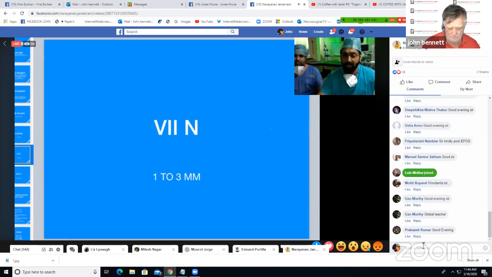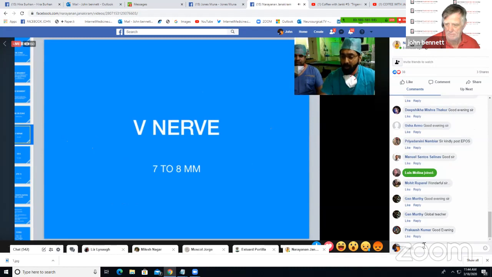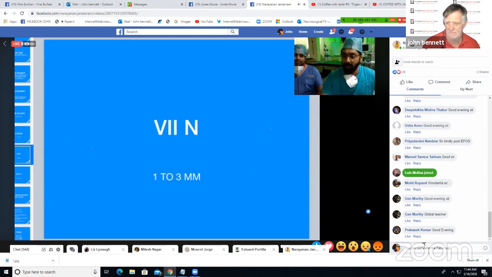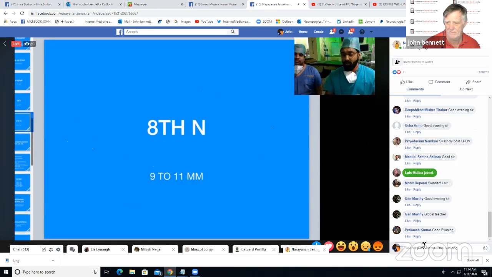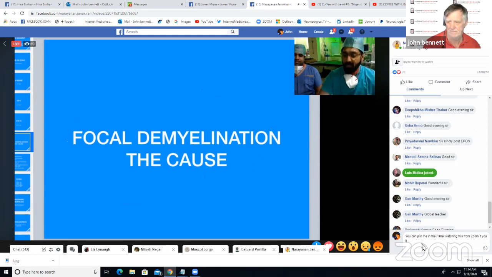So for the trigeminal nerve, you can look for it till the 7th millimeter after its exit from the brain. But for the 7th nerve, you should look within 3 millimeters. And for the 8th nerve, it is 9 to 11 millimeters that you can have a compression by the vessel. So these are all vascular compression syndromes. Focal demyelination is the cause of this problem.